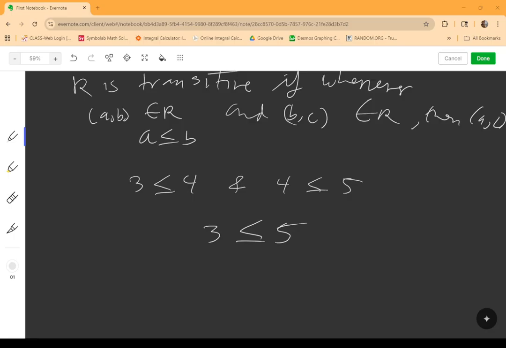So the next thing we're going to look at is, what happens when a relation has all three of these properties?